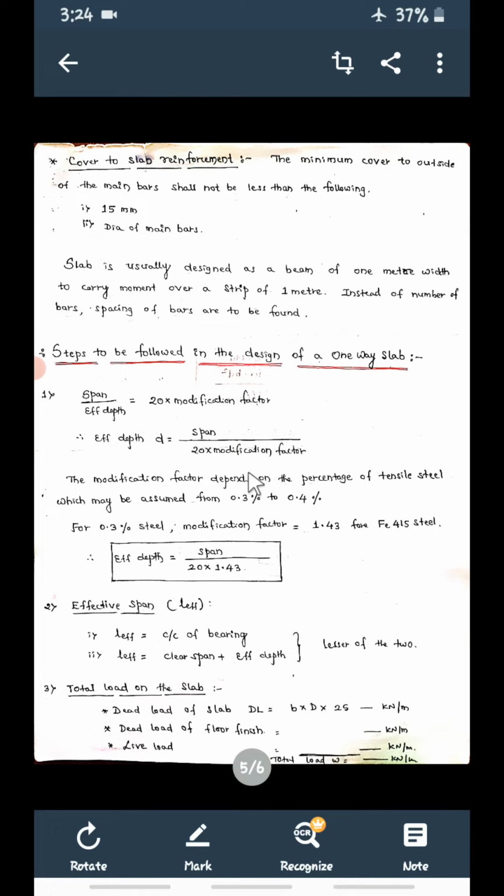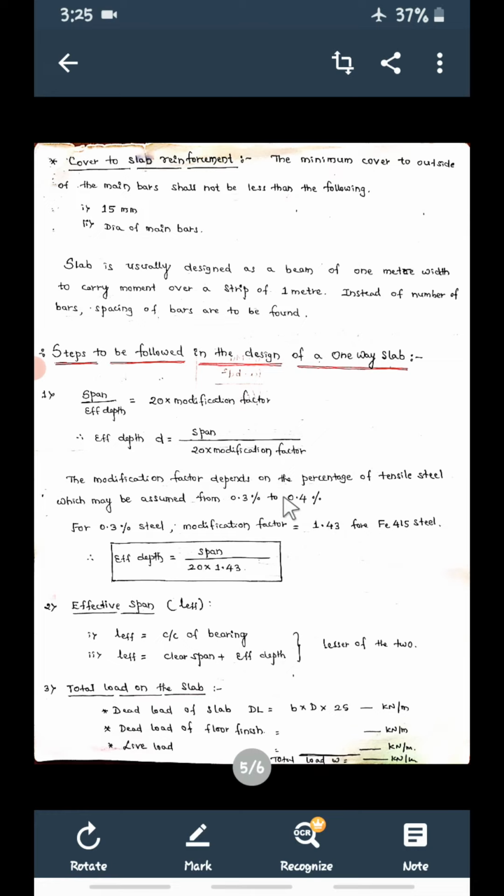Normally, without referring to a code book also you can consider. The modification factor depends on the percentage of tensile steel. So the KT value mainly depends upon what? PT value, percentage of steel, which may be assumed. So PT may be assumed 0.3 to 0.4%.